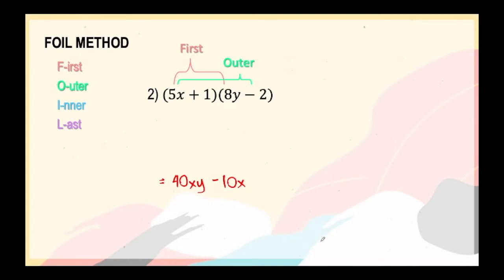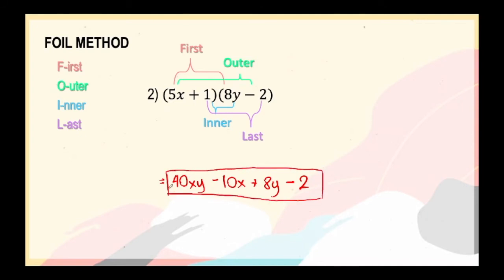I stands for inner, and the inner terms here are positive 1 and positive 8y. When multiplied together, it would give us positive 8y. And L stands for last, and the last terms here are positive 1 and negative 2, which when multiplied together is equal to negative 2. For the final answer, check if there are any like terms. In this case, we don't have any like terms, so this is now the final answer. And that's how you multiply a binomial by another binomial using the FOIL method.